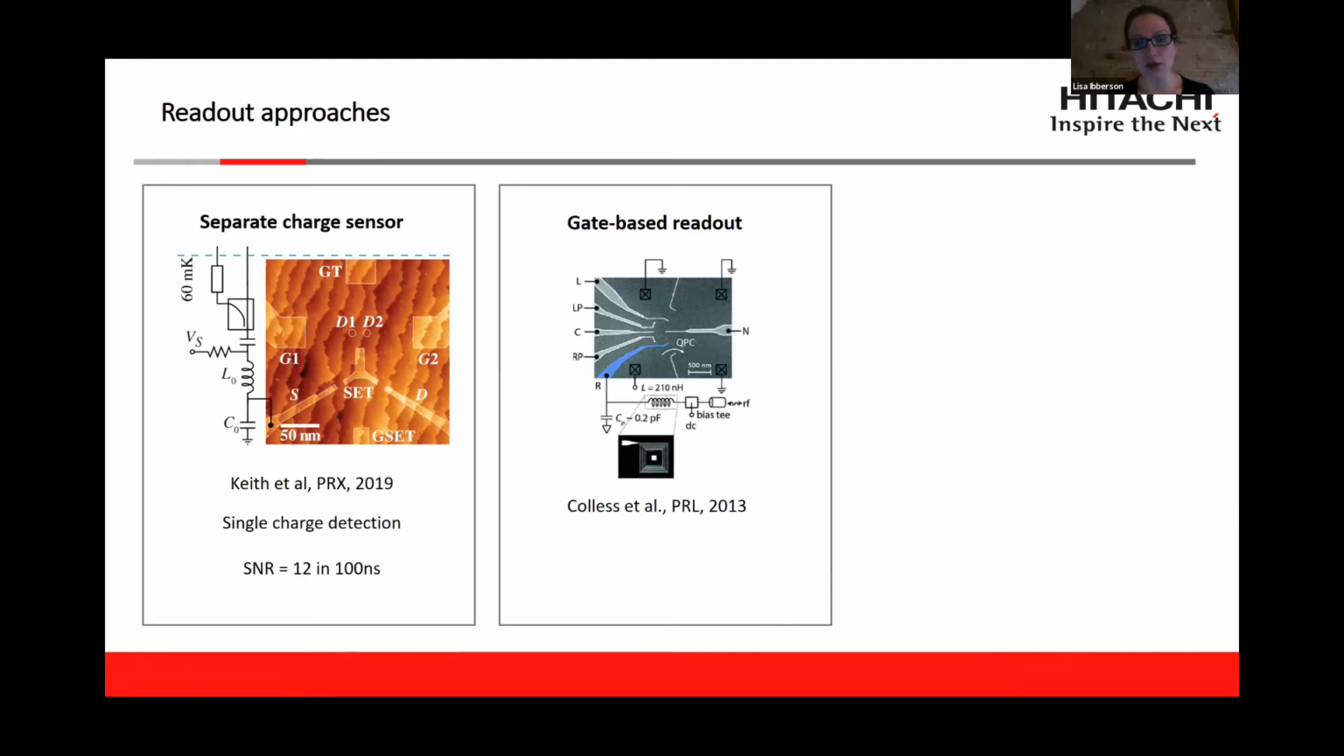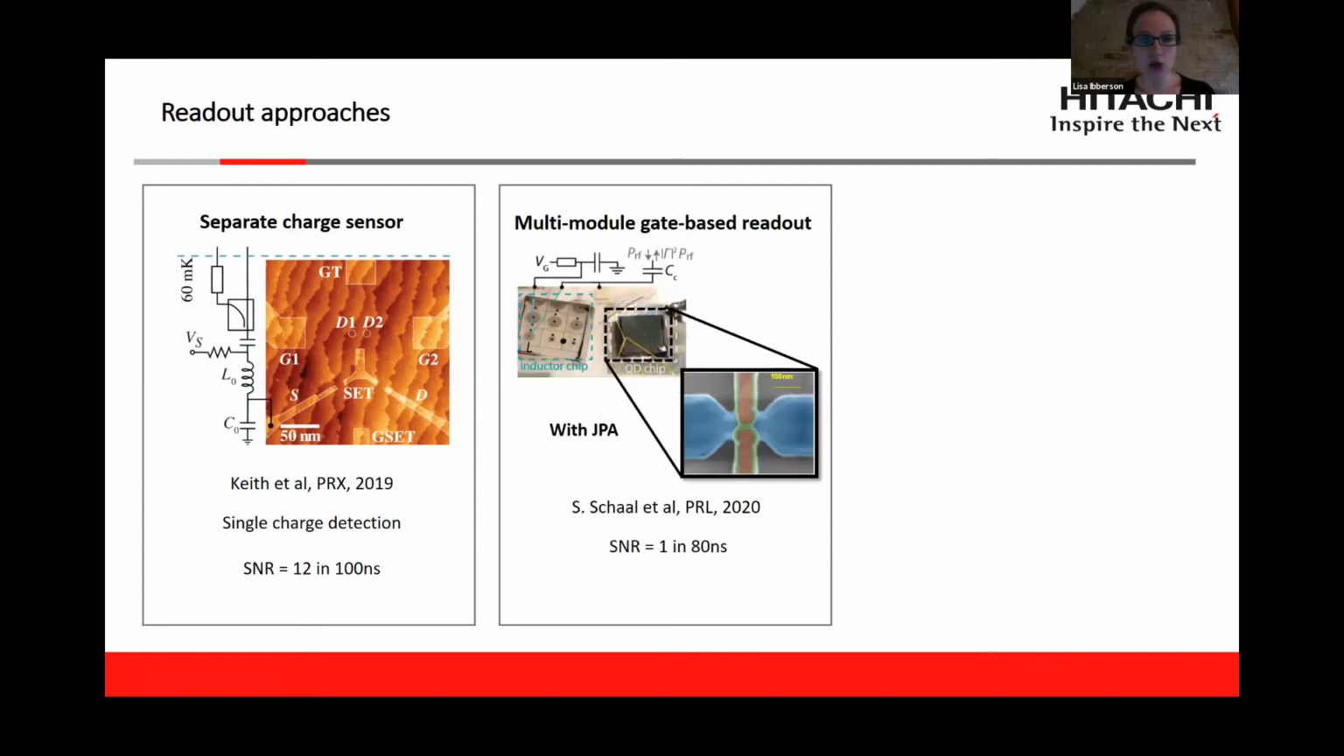Here there's an SEM image showing a surface gate-defined double quantum dot. And one of the gates, which is used to define the quantum dot, is used as a sensor. It's highlighted in blue here. This gate-based readout technique has been used by many groups, including our collaborators at UCL in London, who used a multi-module approach to gate-based readout, and together with a Josephson parametric amplifier, achieved a signal-to-noise ratio of 1 in 80 nanoseconds.